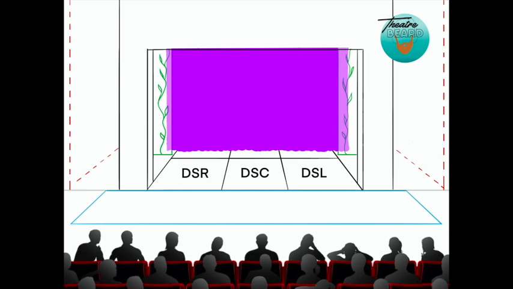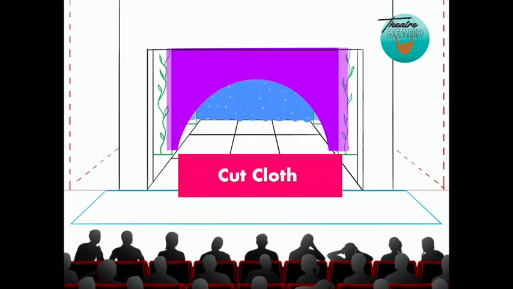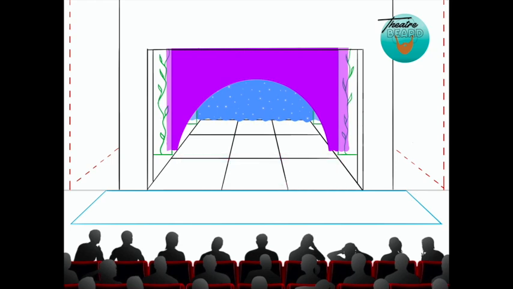A variation of the backdrop is a cut cloth. A cut cloth is very much the same as a backdrop. However, as you can see, rather than covering up the whole stage, the cloth has been cut to a desired shape, in this case an arch. A cut cloth is sometimes placed downstage of a backdrop in order to give a layered effect.